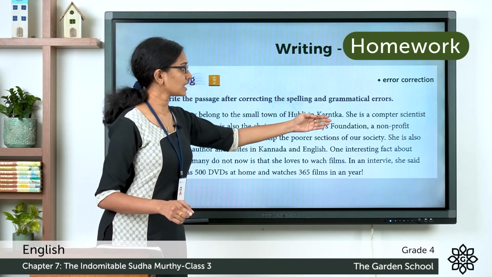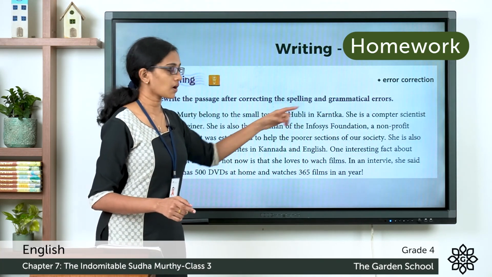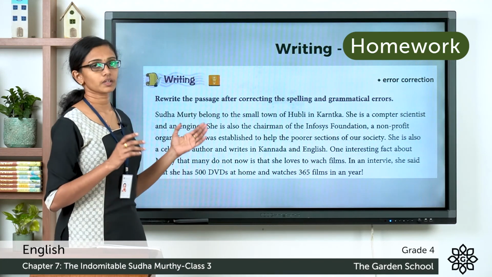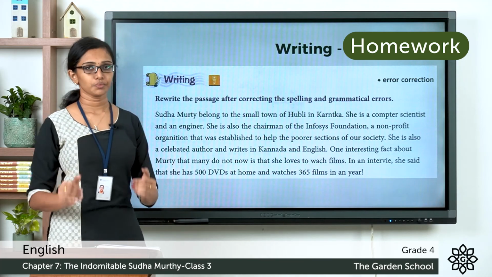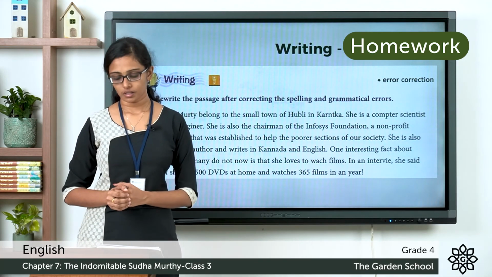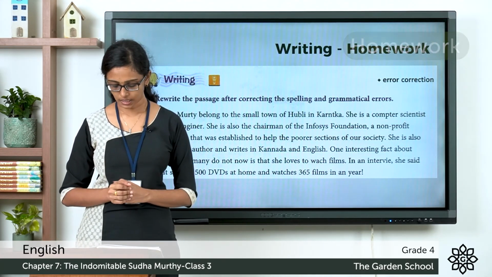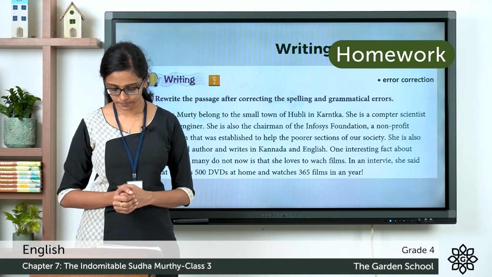it should be Karnataka. The spelling is given wrong there. So similarly, you have to find out the grammatical as well as the spelling errors in the passage and rewrite in your notebook. Then take a picture and send us to Teams. So this one you can do as a homework.